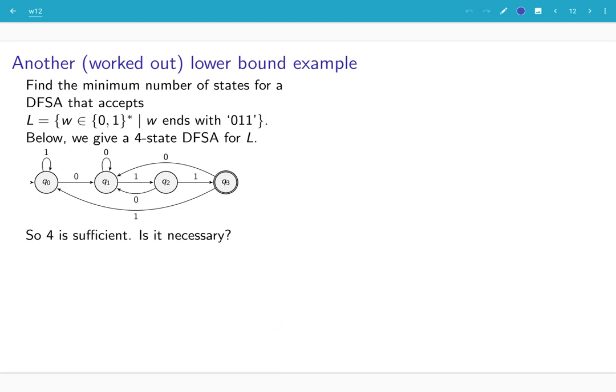So we need to come up with these prefixes, x1, x2, x3, and x4. We need 4 prefixes and at least 3 corresponding suffixes. So you might want to pause the video and think about what those prefixes and suffixes will be.